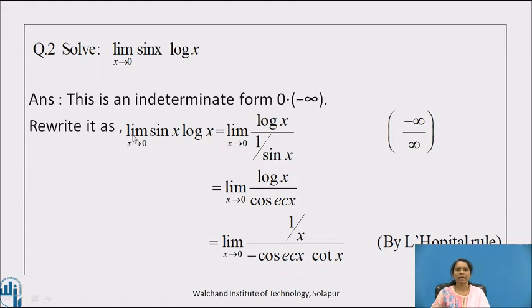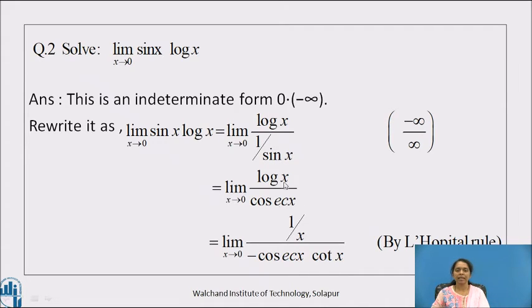Rewrite it as limit x tends to 0 sin x into log x is equal to limit x tends to 0 log x whole divided by 1 upon sin x, that is minus infinity by infinity form. 1 upon sin x can be written as cosec x.